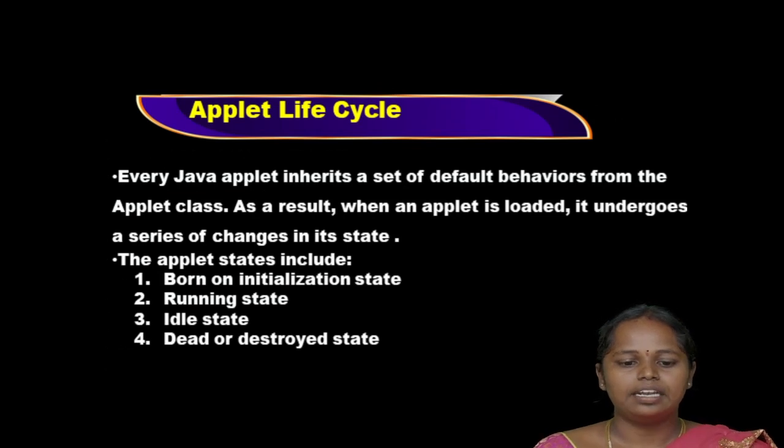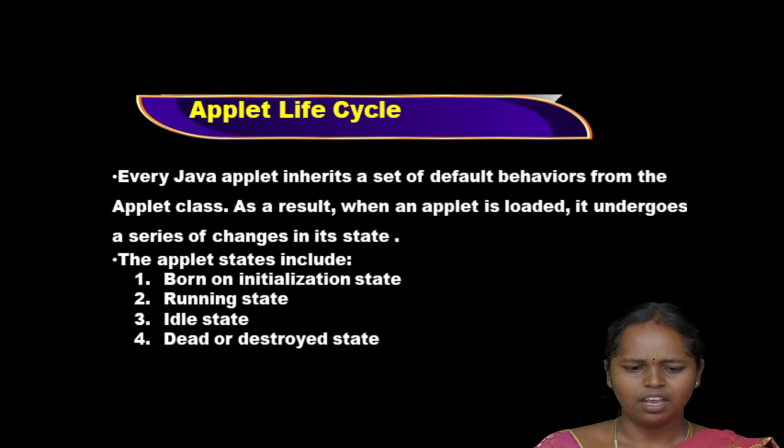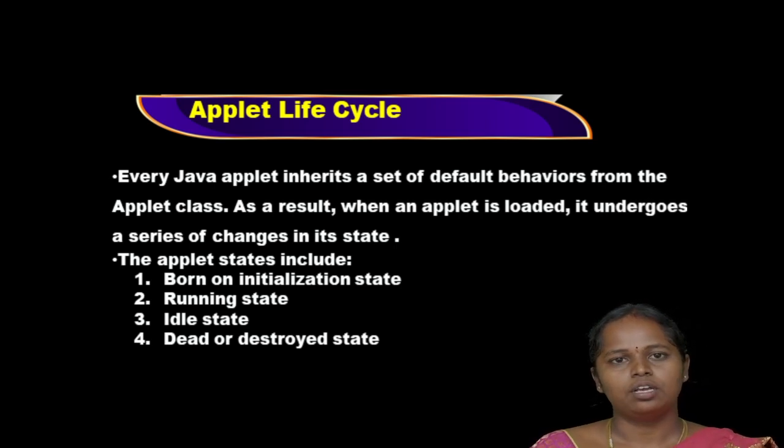So, applet life cycle. Every Java applet inherits a set of default behavior from the Applet class. As a result, when an applet is loaded, it undergoes a series of changes in its states. So the applet states include born or initialization state, running state and idle state, and finally dead or destroyed state.